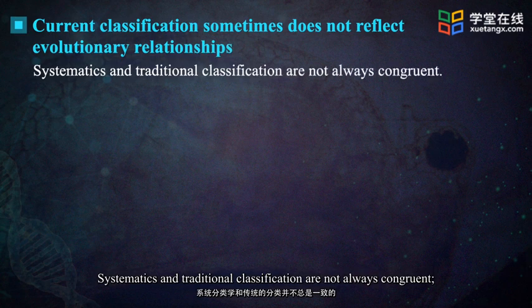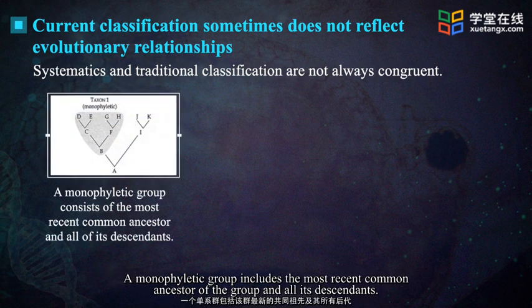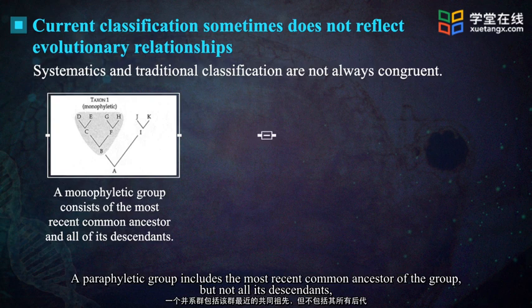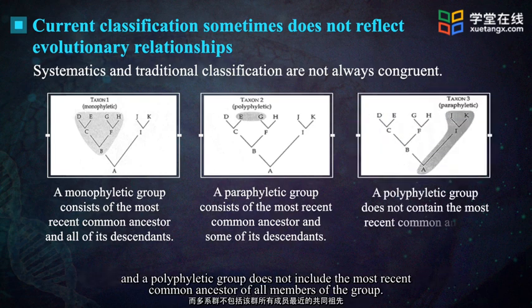Systematics and traditional classification are not always congruent. To understand why, we need to consider how species may be grouped based on their phylogenetic relationships. A monophyletic group includes the most recent common ancestor of the group and all its descendants. By definition, a clade is a monophyletic group. A paraphyletic group includes the most recent common ancestor of the group but not all its descendants. And a polyphyletic group does not include the most recent common ancestor of all members of the group.